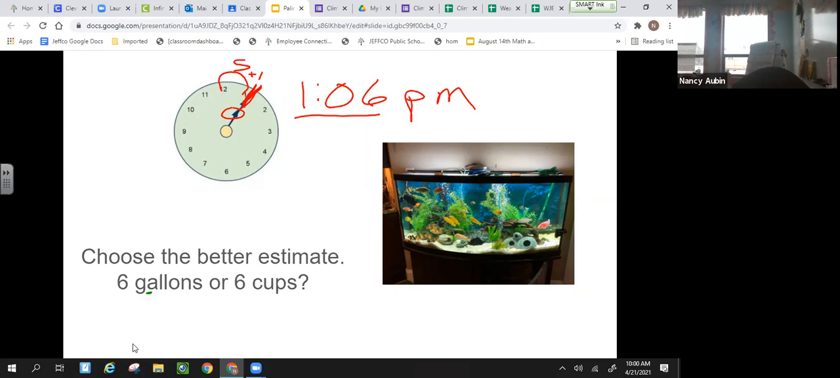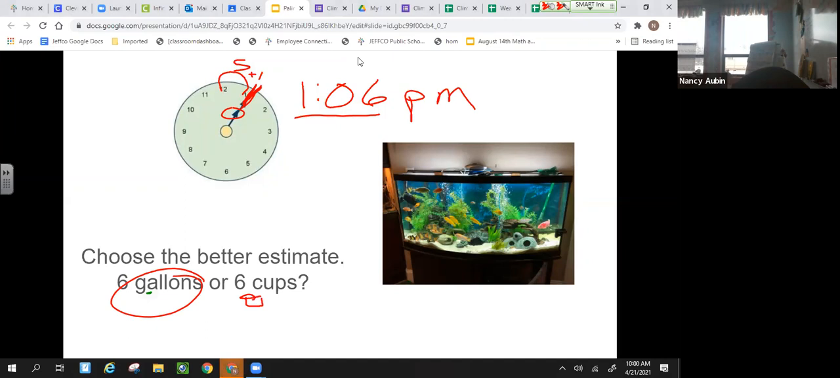All right, if you agree with Lyric, stand up. She said 6 gallons. If you disagree with Lyric, stand up. All right, why, Lyric, do you think it's gallons and not cups? Cups are really small and gallons are big.